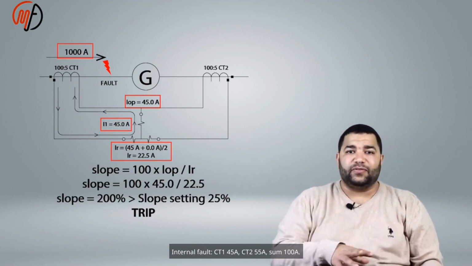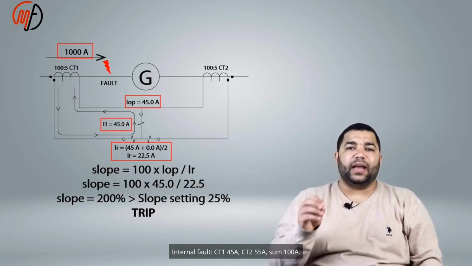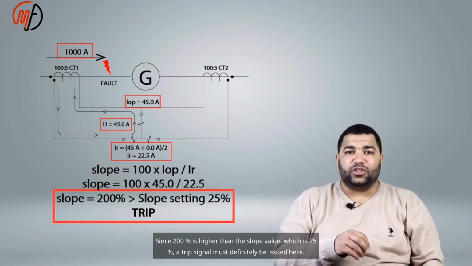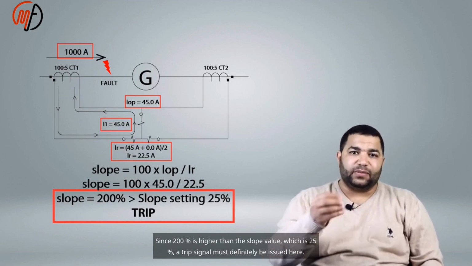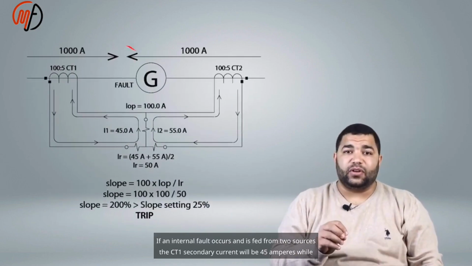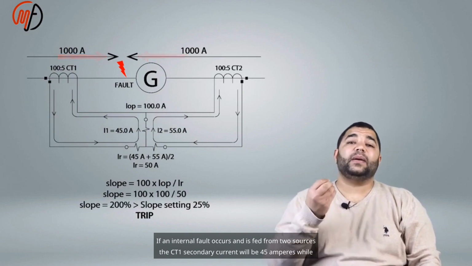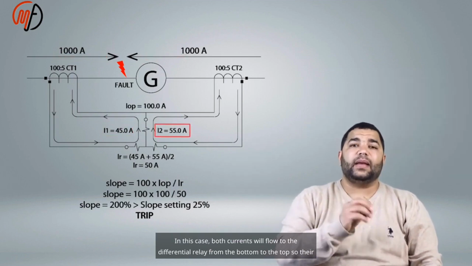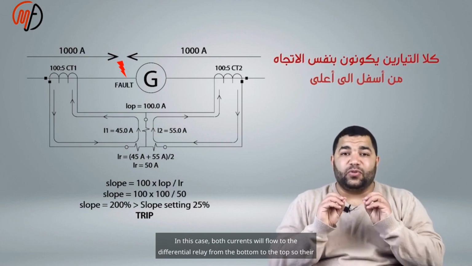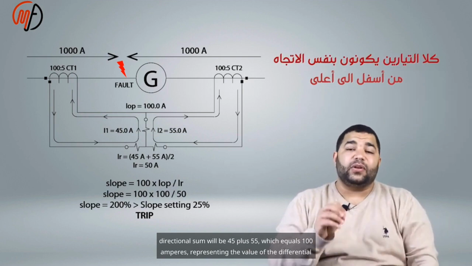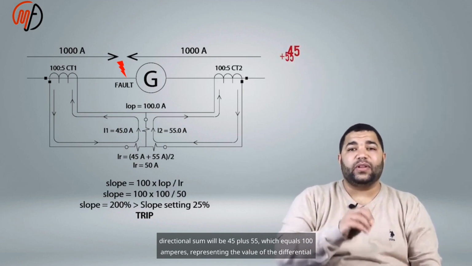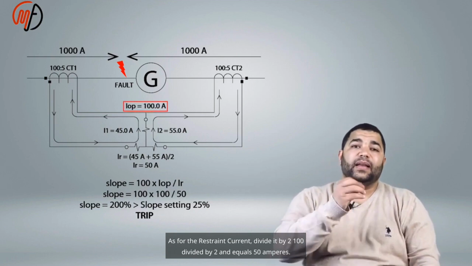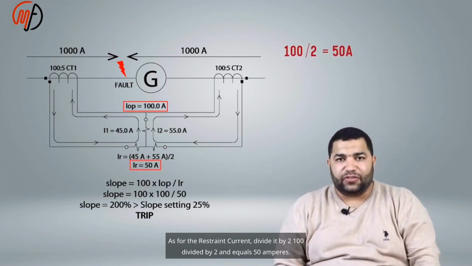Internal fault, CT1 45A, CT2 55A, sum 100A. And it equals 200%. Since 200% is higher than the slope value, which is 25%, a trip signal must definitely be issued here. If an internal fault occurs and is fed from 2 sources, the CT1 secondary current will be 45 amperes, while the CT2 secondary current will be 55 amperes. In this case, both currents will flow to the differential relay from the bottom to the top. So their directional sum will be 45 plus 55, which equals 100 amperes, representing the value of the differential current. As for the restraint current, 100 divided by 2 equals 50 amperes.